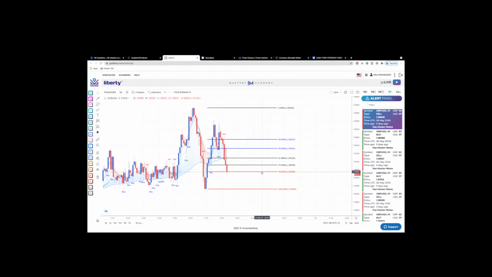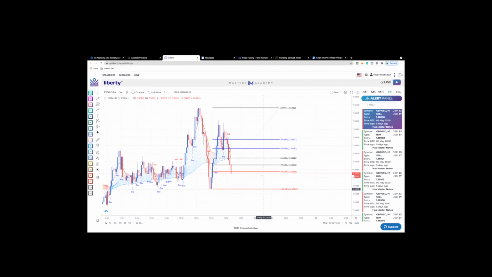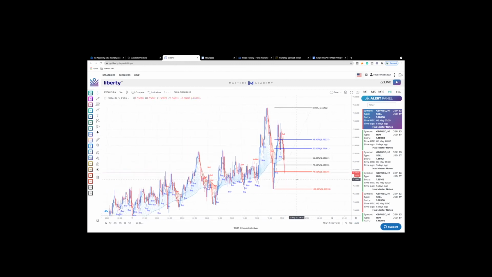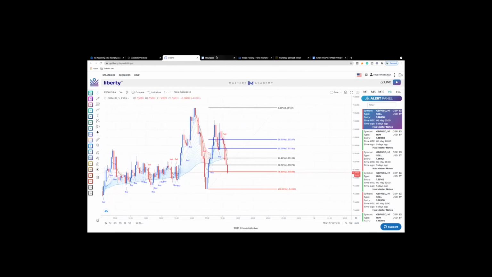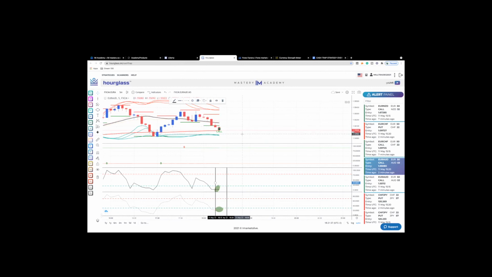Now it's crashing even lower to 0.35. It just broke, so it could go to 100 and then retrace back up. 3 minutes on the candle.